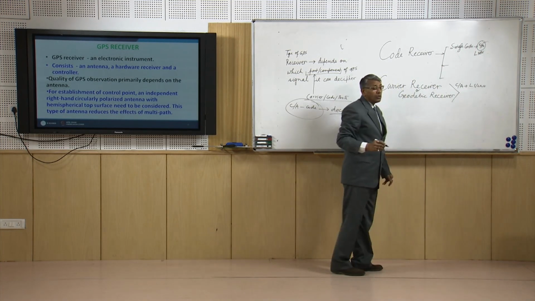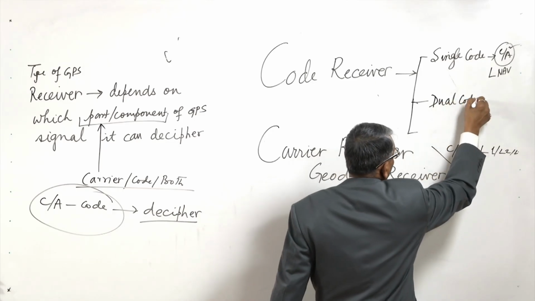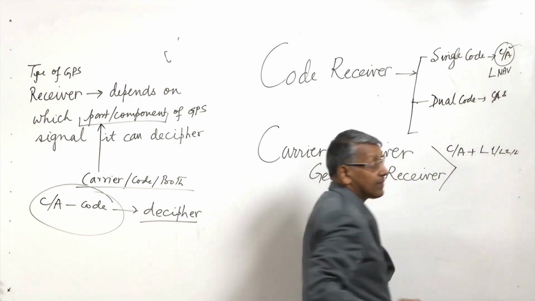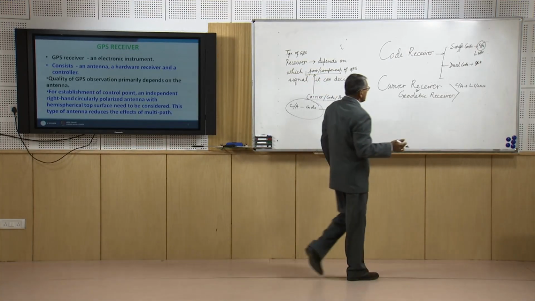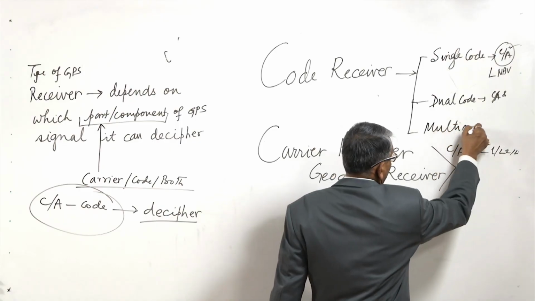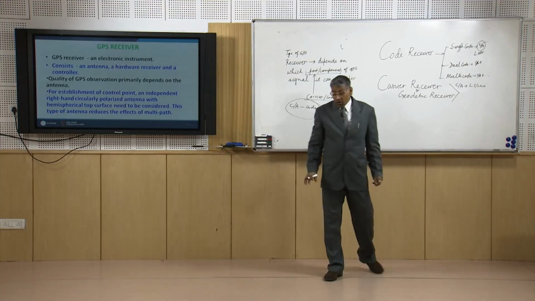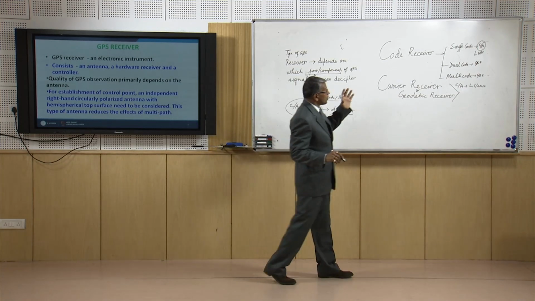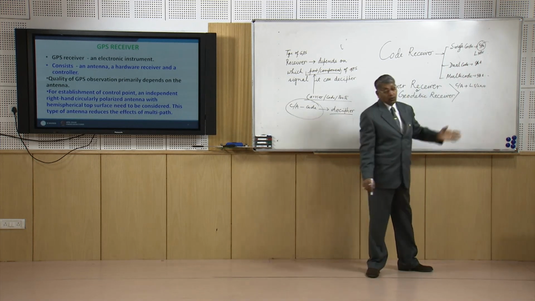It may be dual code. In case of dual code, at least it is CA and it may be any other, maybe CM, CL or many others. And there may be multi code. So depending upon how many codes or which codes it will be able to decipher other than the CA code, it will be dual code or multi code.